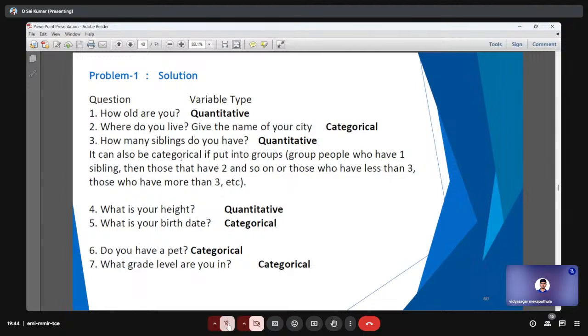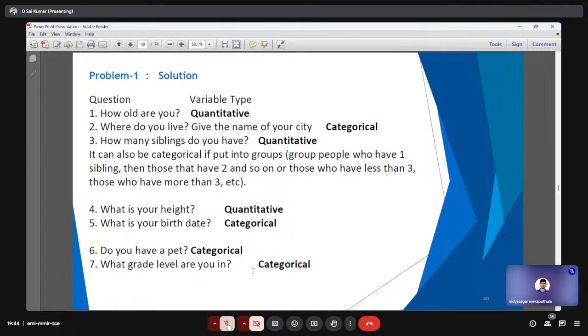But in general, for the question how many siblings do you have, the answer is a quantitative value. And what is your height? Again, it is a quantitative one. What is your birth date? It is categorical. Do you have a pet? It is again categorical, whether yes or no.